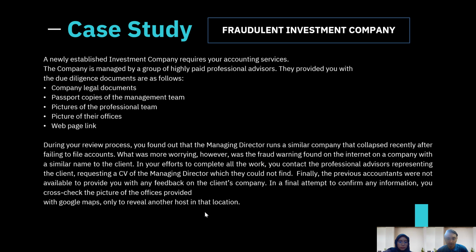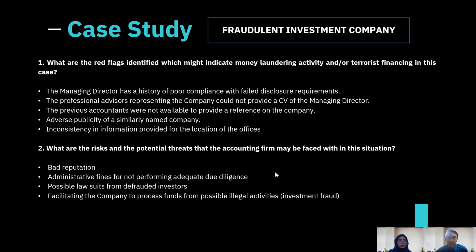Okay, the first question is, what are the red flags identified might indicate money laundering activity and or terrorist financing in this case? So, apa red flag yang dapat kita identify dalam case ni adalah managing director has a history of poor compliance with failed disclosure requirement. Maksudnya managing director dia dah ada sejarah buruk, and professional advisor representing the company could not provide a CV of the managing director. Okay. Professional advisor tak dapat bagi managing director punya CV adalah satu red flag yang suspicious, and then the previous accountant were not available to provide a reference on the company. Macam pelik tiba-tiba previous accountant tak available. And next, adverse publicity of a similarly named company, inconsistency information provided for the location of the offices.